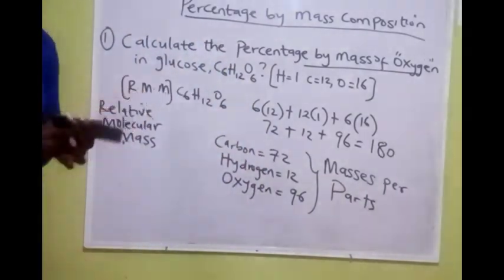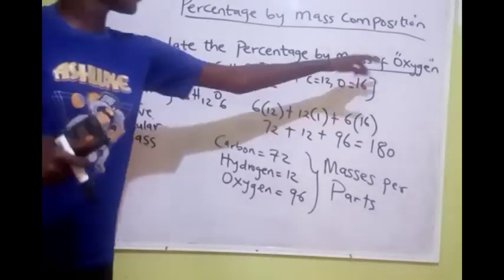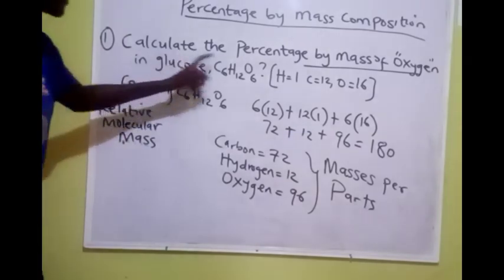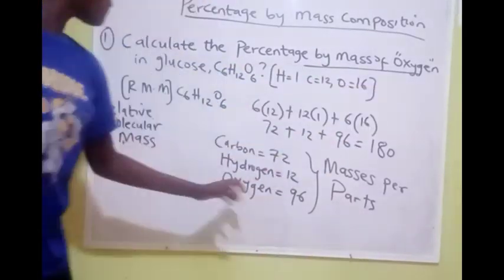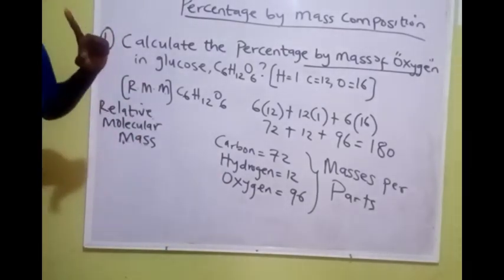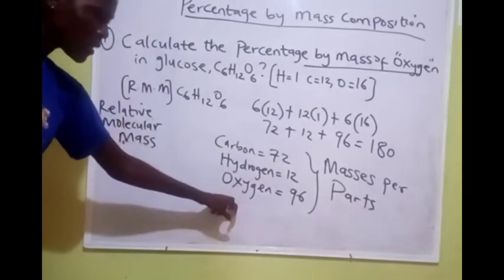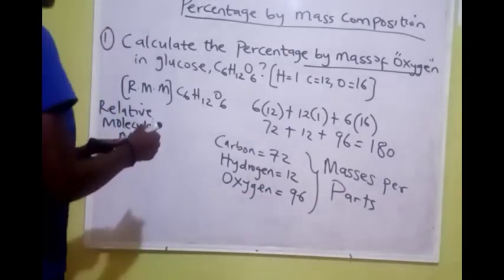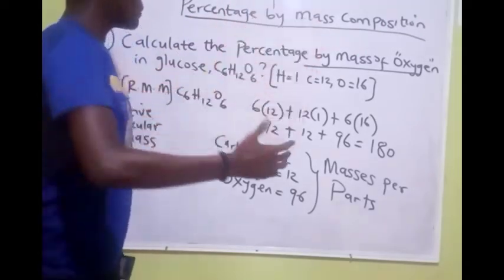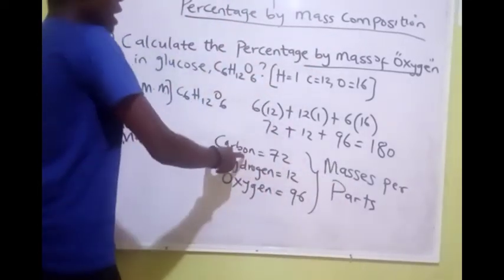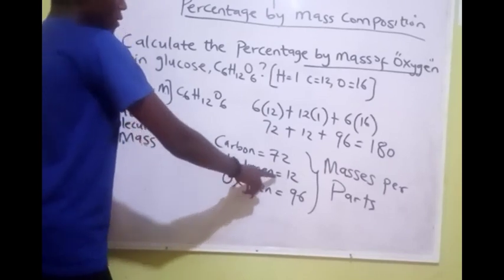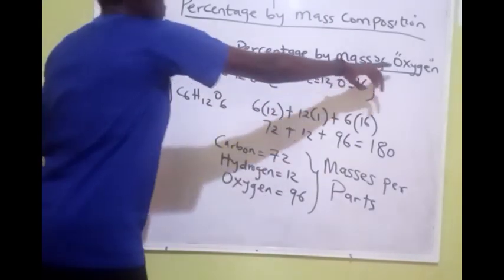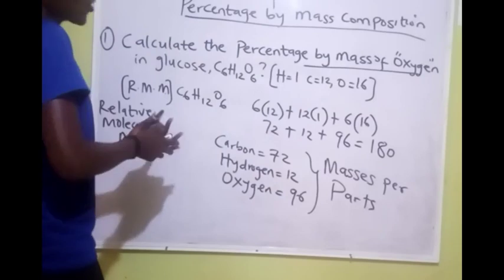So in this, you can also calculate the percentage by mass of hydrogen, carbon or oxygen. But the question says calculate the percentage by mass of oxygen. So from this, what is the mass of oxygen in this compound here? The mass of oxygen here is 96. So therefore we've gotten the masses per part of each of these elements. Carbon here is 72, hydrogen here is 12, oxygen here is 96, and now we're asked to find the percentage by mass of oxygen in glucose.